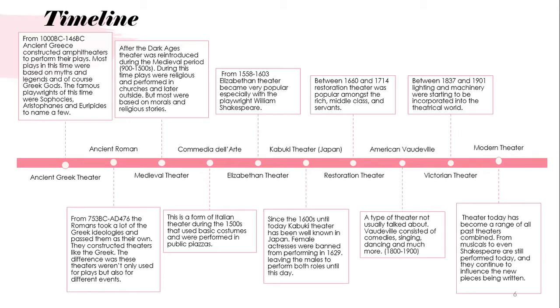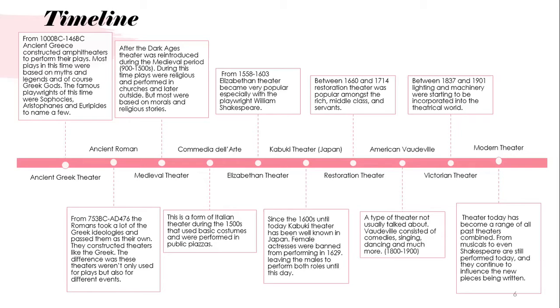So of course, we have ancient Greek theater that was from 1000 BC to 146 BC. And it all started with amphitheaters to perform their plays. The plays were based off of myths and legends, and of course, the Greek gods. The most famous playwrights of this time were Sophocles, Aristophanes, and Euripides, to name a few. And these playwrights focused a lot on Greek gods and the myths and the legends that came along with the belief of these Greek gods and stuff like that.